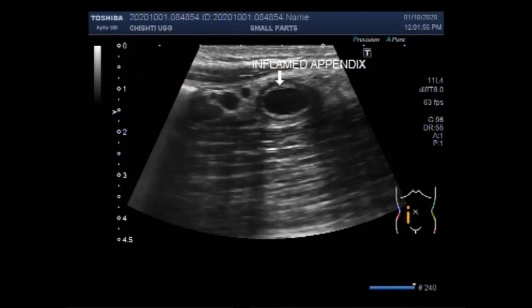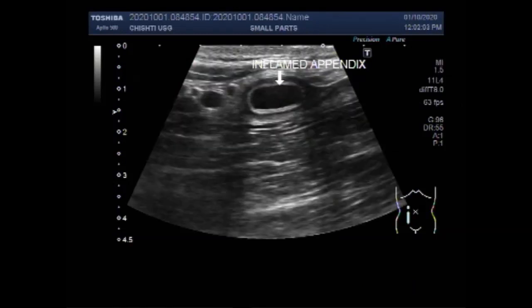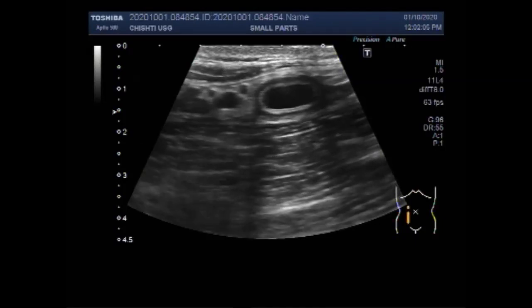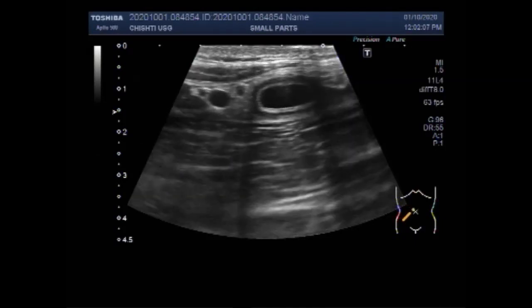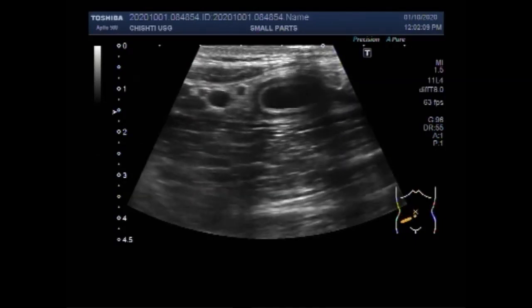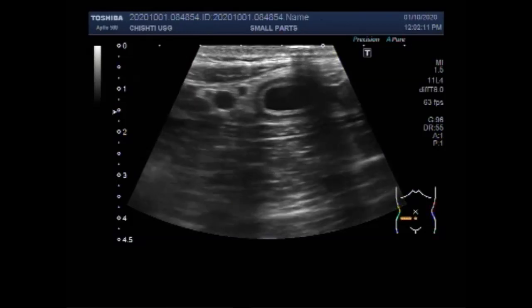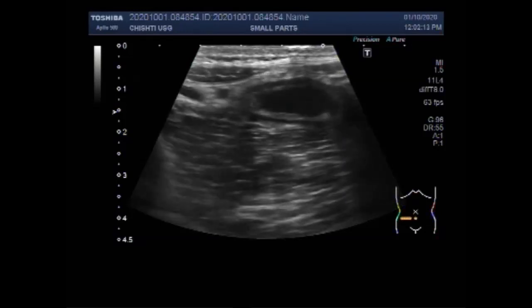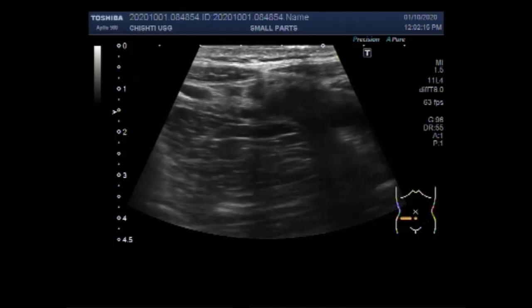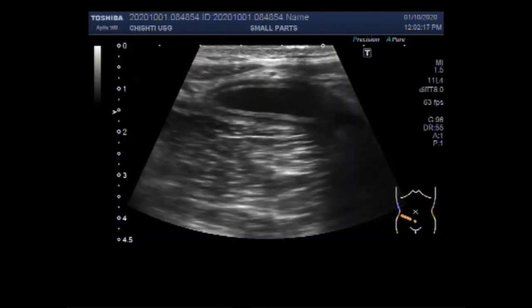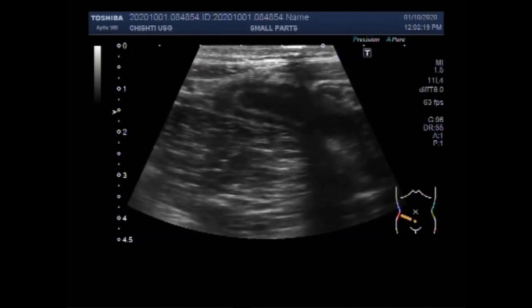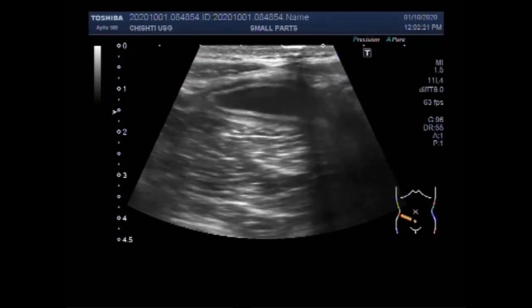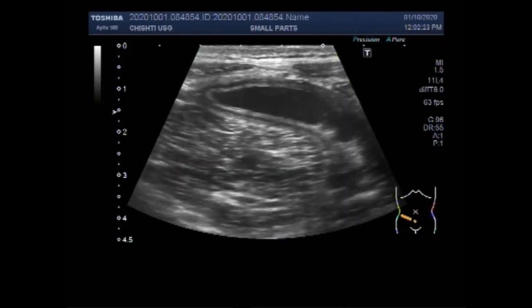The appendix harbors bacteria. Appendicitis is a condition in which the appendix becomes inflamed, swollen, or infected, causing pain in the right lower side of the abdomen. This video shows localizing of the inflamed appendix. A small amount of free fluid may be present in the surrounding area.